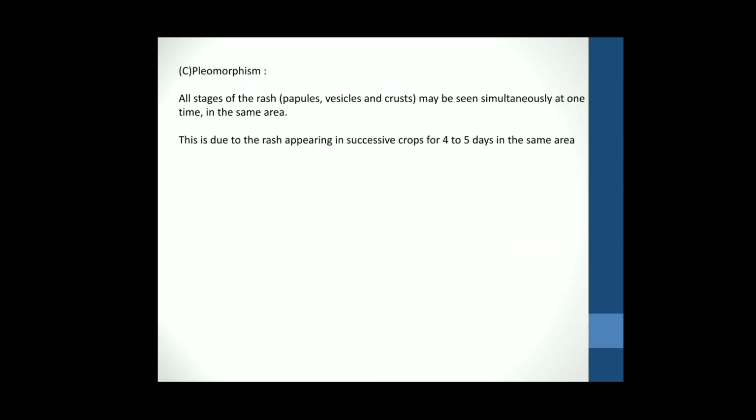Pleomorphism. What is pleomorphism? All stages of rash, that is papules, vesicles and crusts, may be seen simultaneously at one time in the same area. Why is this happening? This is due to the rash appearing in successive crops over 4 to 5 days in the same area. I will show you the picture.